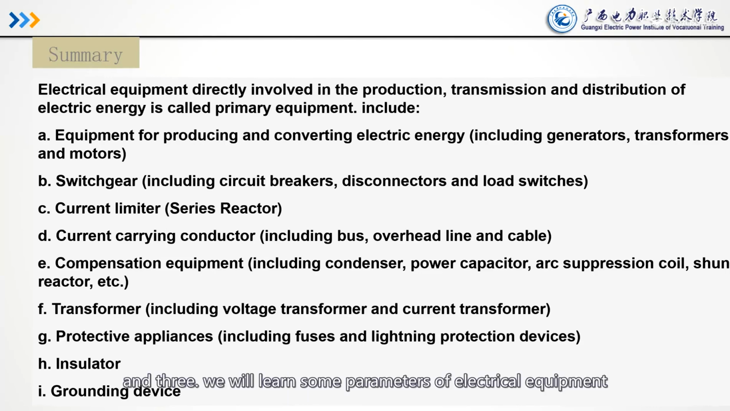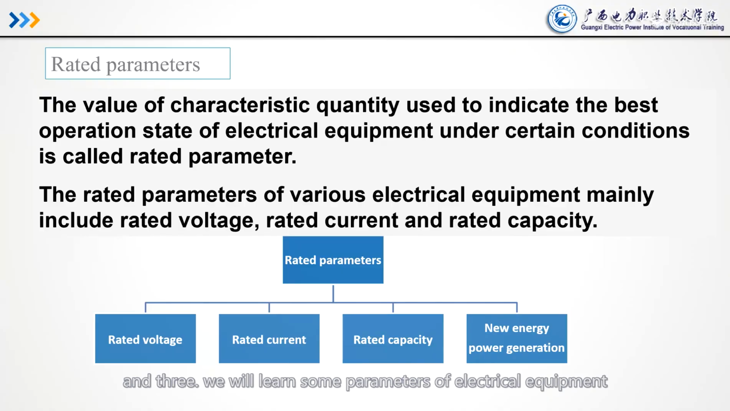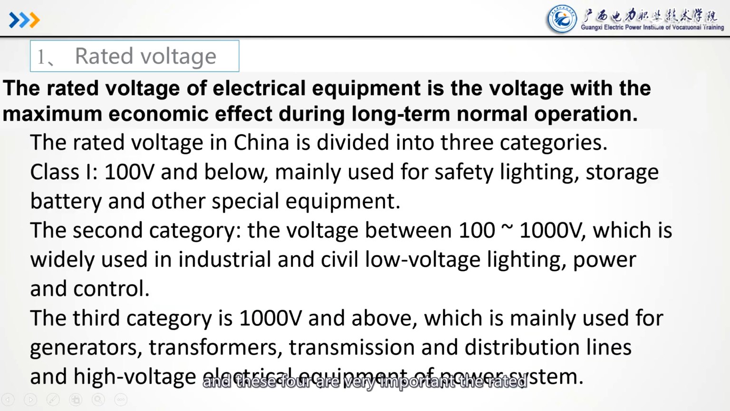And third, we will learn some parameters of electrical equipment. So we have rated parameters, which means the value of characteristic quantity used to indicate the best operation state of electrical equipment under certain conditions. The rated parameters of various electrical equipment mainly include rated voltage, rated current, and rated capacity. And this is all the rated parameters. You can see we have these four, and these four are very important.